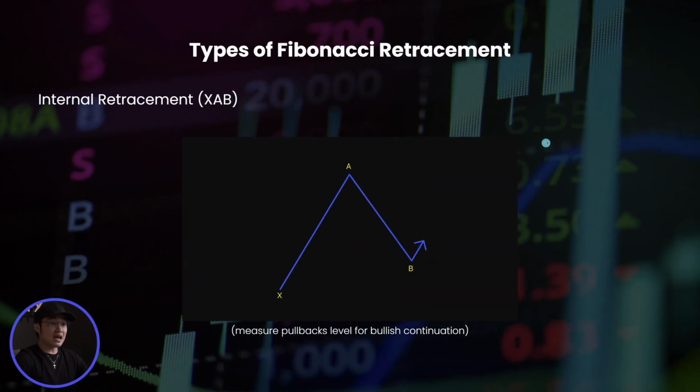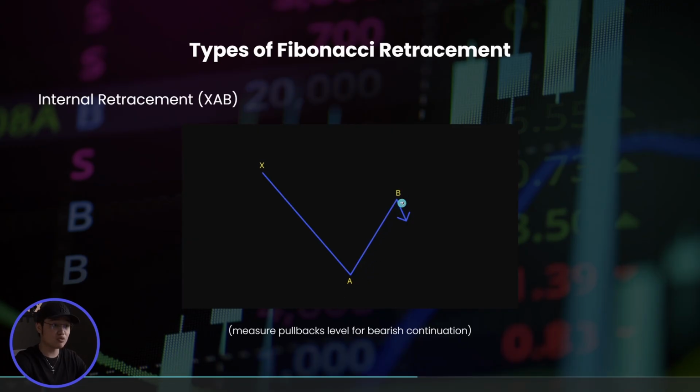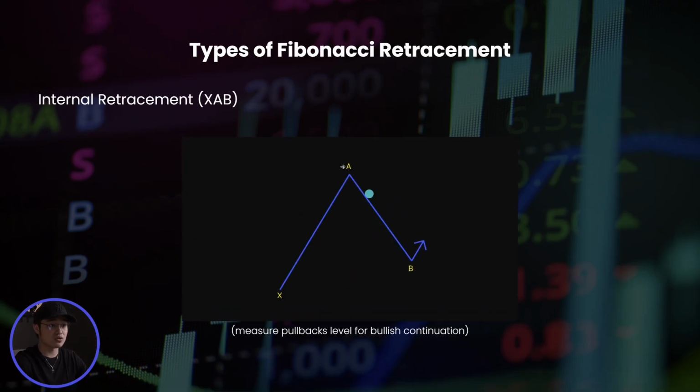The first type of Fibonacci retracement is internal retracement, or XAB. This is the XAB, it should look like this. You are going to measure the pullbacks. This is the pullback level for bullish continuation. This one is for bearish continuation, XAB for bearish continuation. The main key point is that internal retracement is used for measuring the pullbacks right here. This is the pullback, and on the previous slide, this is also the pullback.